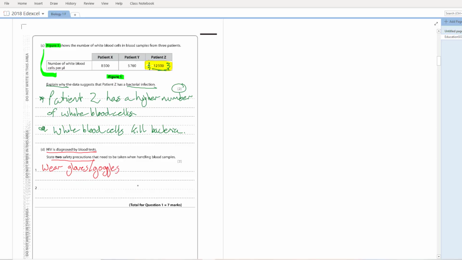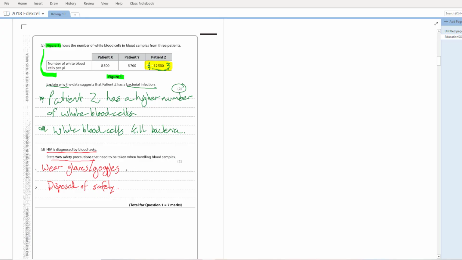goggles, and then we need to make sure that after you've taken the samples, they are disposed of safely. You can't leave them lying around wherever you work for someone to pick up and potentially infect themselves. So state 2 safety precautions that need to be taken when handling blood samples.